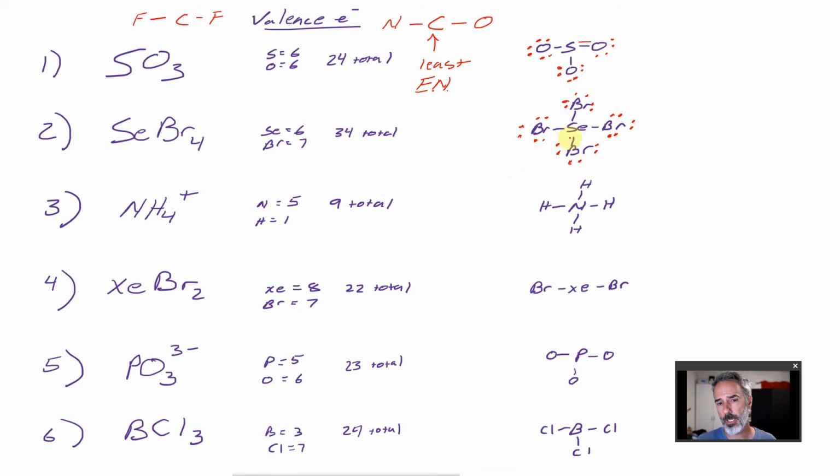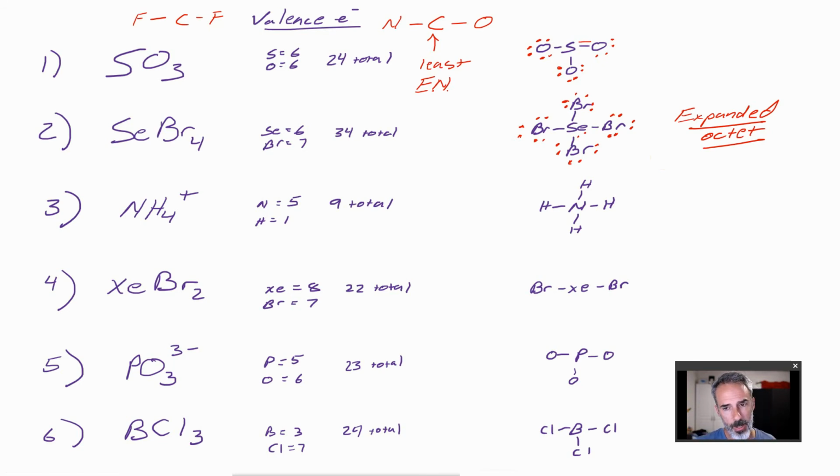Now, if you're sitting here thinking, well, selenium already has 2, 4, 6, 8, it has a satisfied octet, it does not matter. Pick a space, either here, there, there, or there. I'm going to go right here this time. And put your 2 electrons right there. And you've now used all 34. Yes, selenium has 2, 4, 6, 8, 10 electrons, but selenium is an atom which has an expanded octet. And that's okay because it is not in the first 2 rows of the periodic table. It's in the 3rd row down.